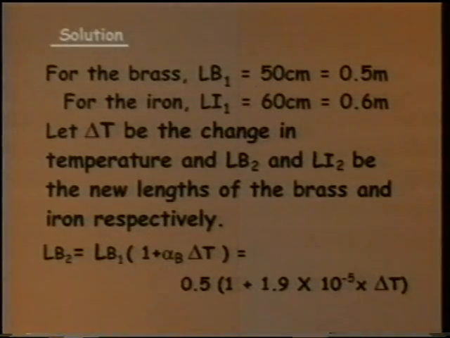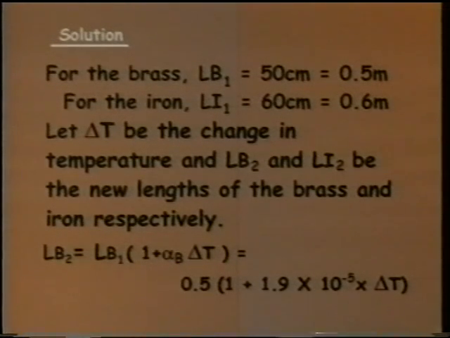Now we say for the brass, let LB1 be 50 centimeters, which is 0.5 meters. And for the iron, let LI1 be 60 centimeters, which is 0.6 meters. Let delta T be the change in temperature and LB2 and LI2 be the new length of the brass and iron respectively. In that case, LB2 will be LB1 into brackets 1 plus alpha B delta T. What we have done is to put the LB1 outside, because LB2 could also be LB1 plus LB1 alpha B delta T. But we decided to just put the LB1 outside.